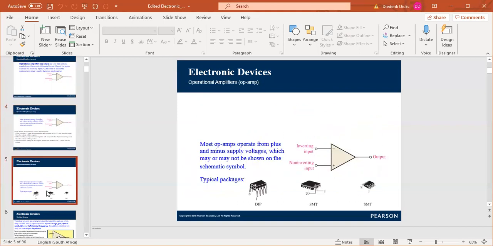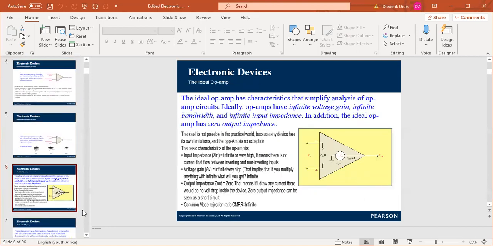In slide 5, you will see the typical package of an operational amplifier, the 741 IC, the one you are going to use in the lab the most, is the DIP package. It is important to notice that legs 1 to 4 are on one side and legs 5 to 8 are on the other side.